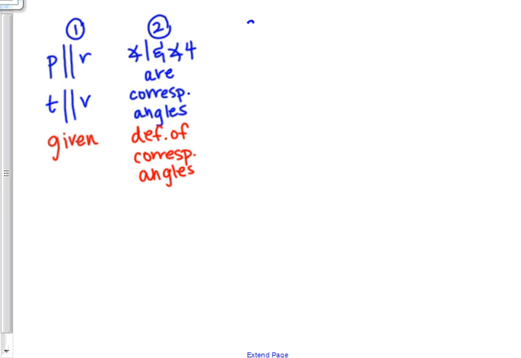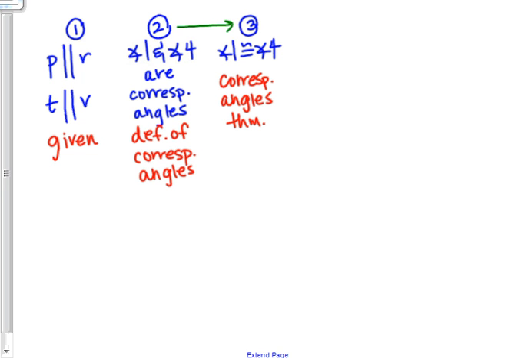Alright, so then step 3 is trying to make a connection between those two angles, now that I know what their relationship is. I know that corresponding angles are congruent. There's a theorem that states corresponding angles are congruent when you have parallel lines. And I do have parallel lines, so I can say angle 1 is congruent to angle 4. It's the corresponding angles theorem. Alright, and then I created an if-then statement, basically saying that if 1 and 4 are corresponding angles, then they are congruent. So I can draw an arrow.